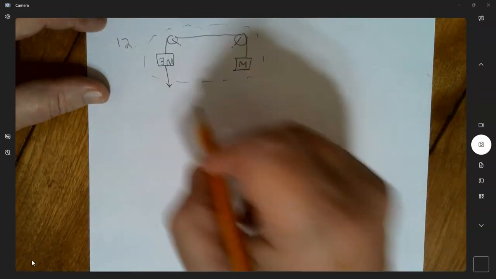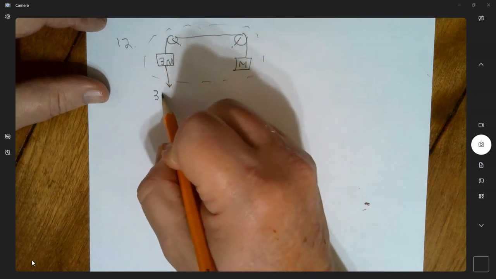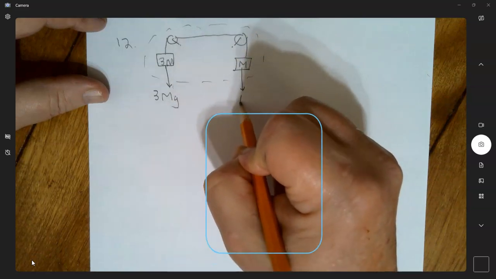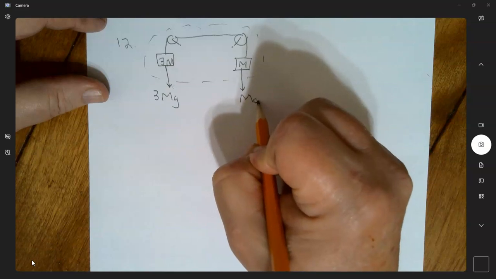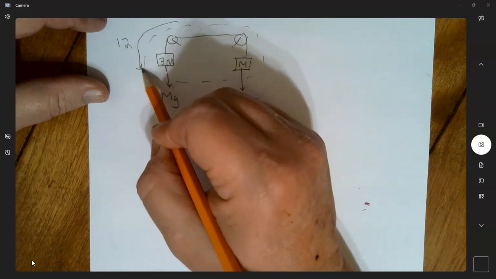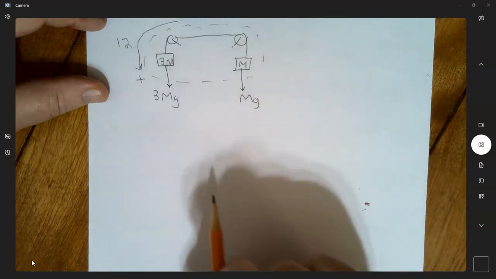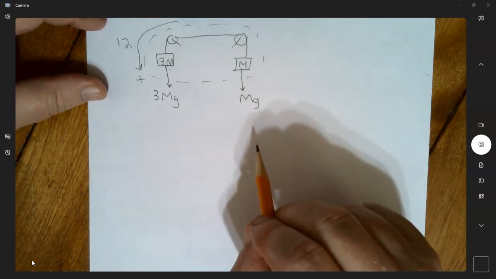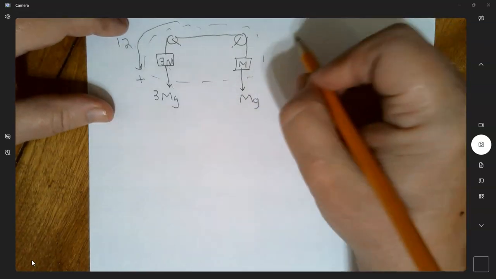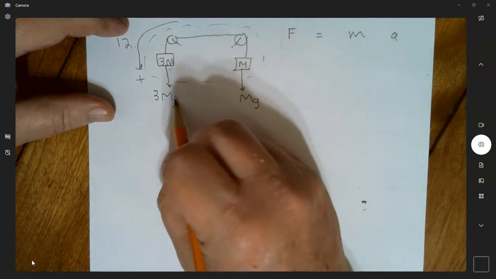Okay, on to problem 12. So you have a weight here of 3mg and a weight here of mg. Now it appears that the positive direction should be the direction that the weight is going to be moving, which is this way, the heavier weight, so that's going to be positive, and the other side will be negative. So treating this as one system, no friction forces involved, it's just gravity. Okay, so come up here, F equals ma. So the forces are this and this.